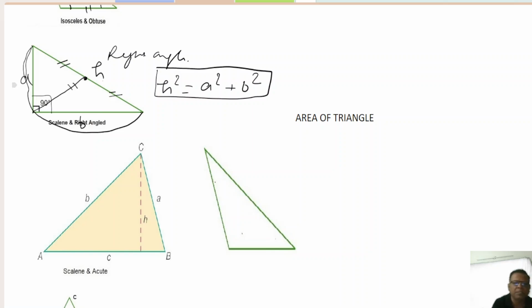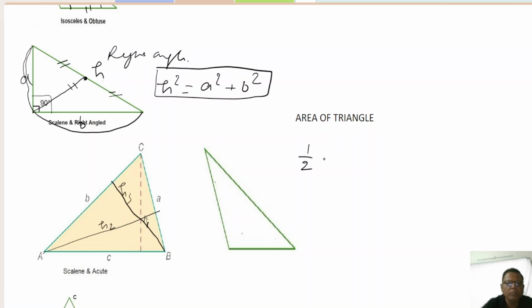Now come to the next type of triangle and the area of a triangle as well. This is scalene and acute, because no angle is more than 90 degrees. From a vertex, the perpendicular down to the base is called the altitude. So this one is the altitude H1. You can draw an altitude from here also, this one is H2. And you can draw another altitude, this one is H3.